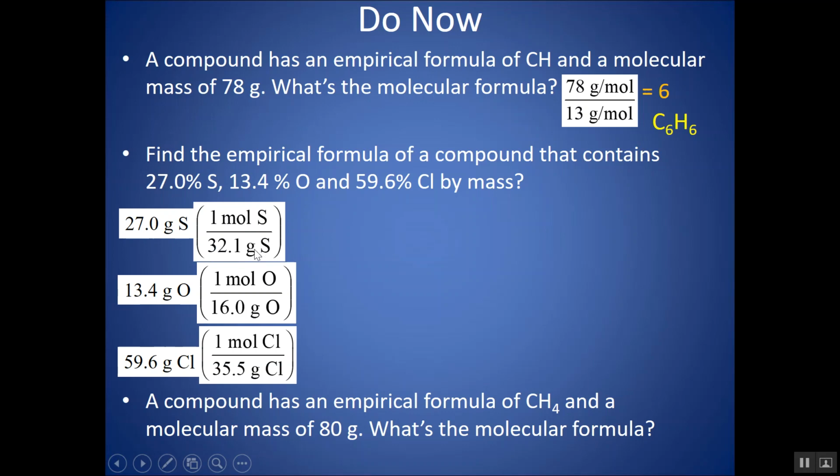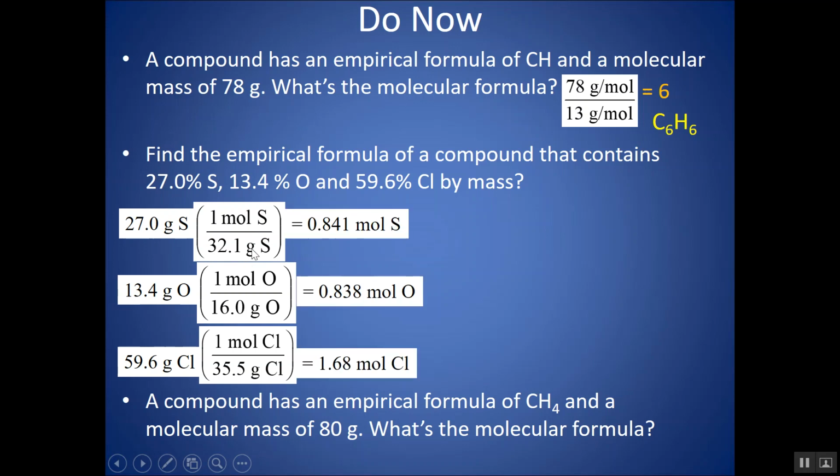Make sure the molar mass is always next to G, or grams, because 1 mole, for instance, of sulfur weighs 32 grams. And when I do this, make sure to keep enough significant figures so that when you eventually work to get these into whole number ratios, you get nice whole numbers, because if you don't keep enough digits, you're not going to get nice whole numbers. So notice I've kept 3 significant figures for each of these. Keep at least 3. All right, these essentially are the subscripts. This is my subscript for S, this is my subscript for O, this is my subscript for Cl.